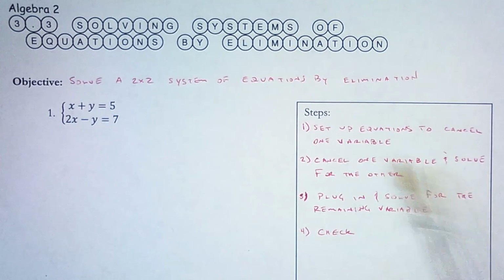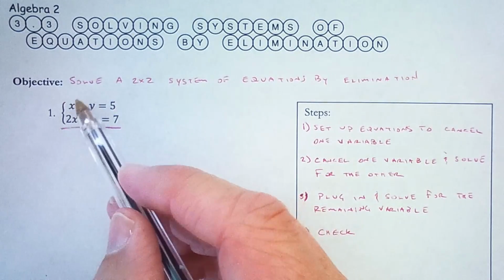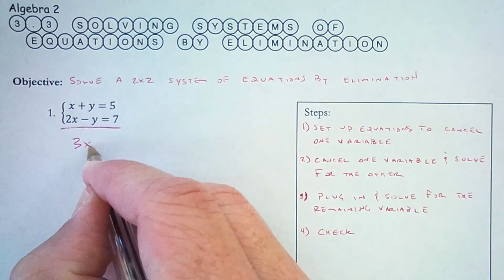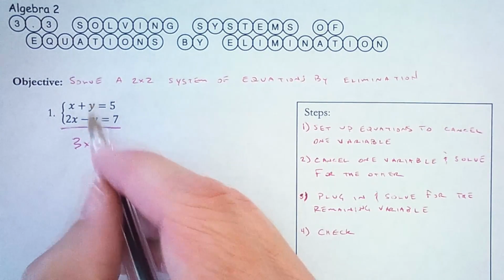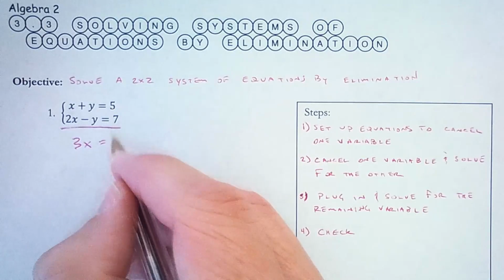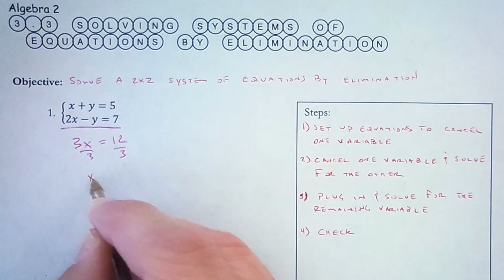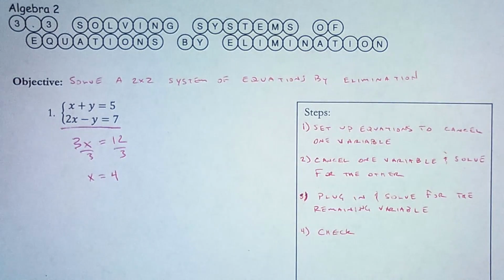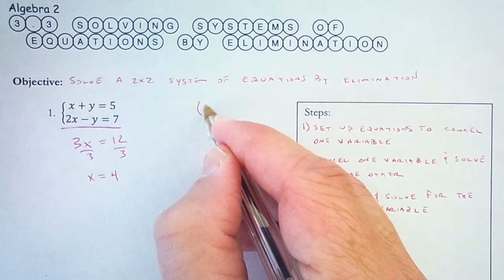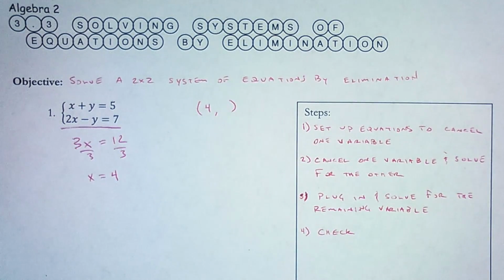Cancel one variable and solve for the other. So what I can do is combine these two lines just by adding according to the signs. X plus 2x is 3x. Negative y and positive y is 0, so those cancel each other out. 5 plus 7 is 12. So if I divide by 3, I get x is 4. So these two lines, when I graph them, they would intersect at a point where the x value is 4, and now we need to solve for y.